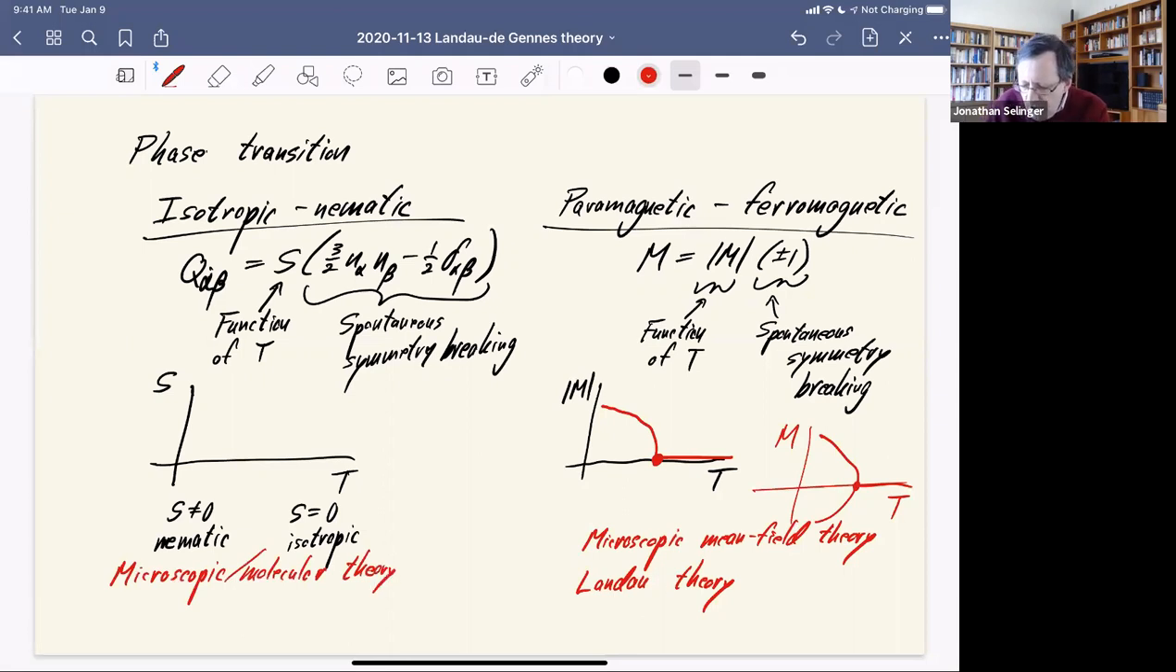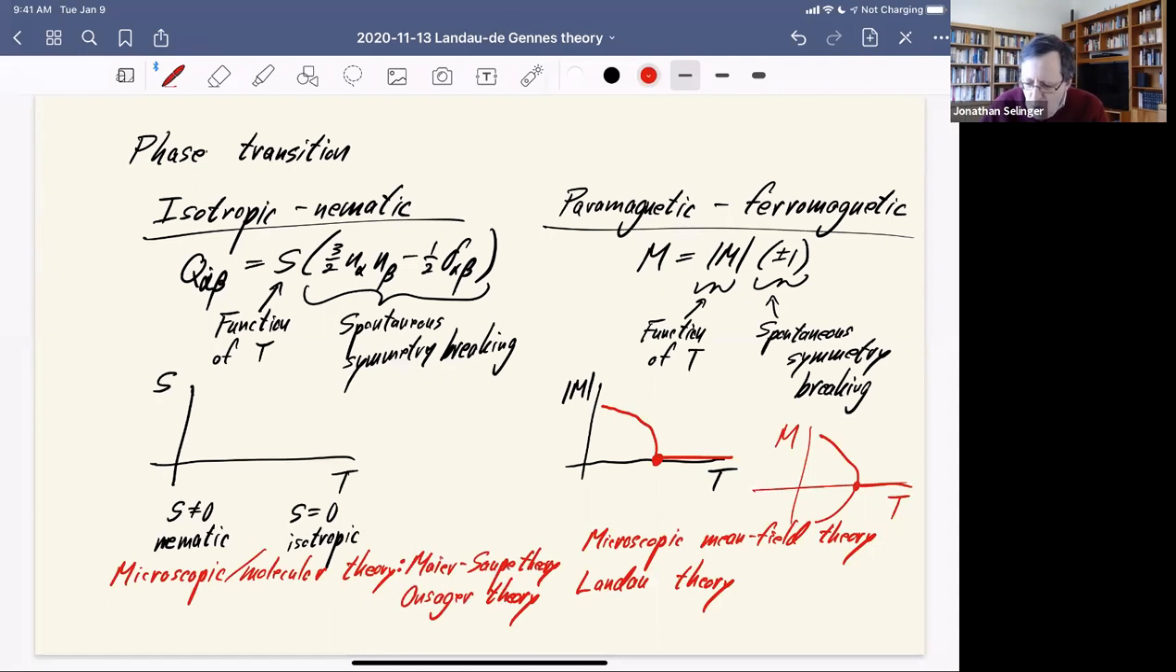And in particular, there are two varieties of microscopic or molecular theory that you should be aware of. One of these is Maier-Saupe theory, and the other Onsager theory, which apply to different kinds of systems with different interactions, as I will show you.